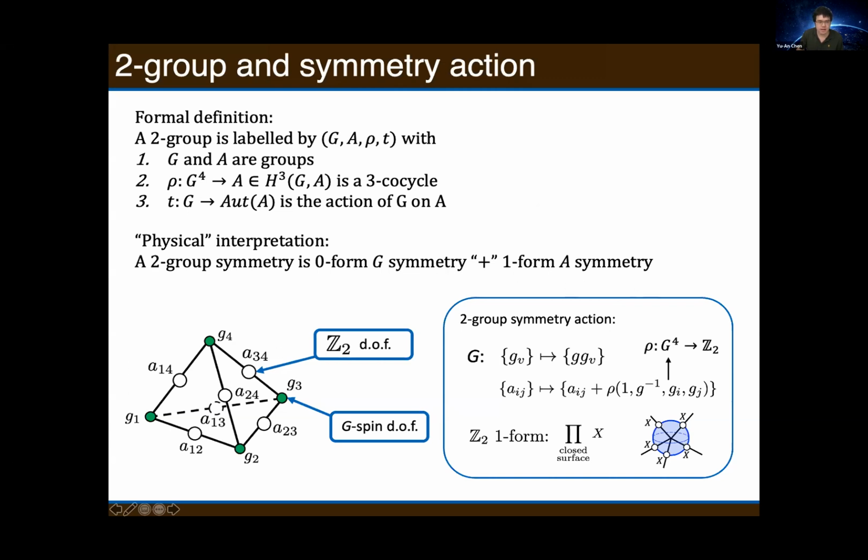Actually, this Hilbert space is not a special case; it's the classifying space for the two-group. If we only have the symmetry group G, we only have the group element on the vertex. But if we consider a two-group, the classifying space also includes link degrees of freedom. So this picture comes from the definition of the two-group. It's not a special case.